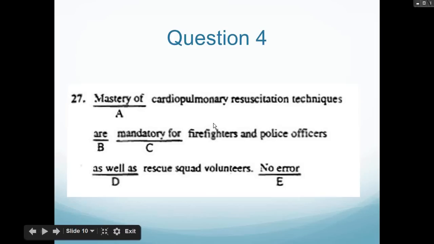This is a great one as well. Sorry guys, I'm a little bit of an SAT and ACT dork, but this is a very typical question. Go ahead and give this a shot for a minute.